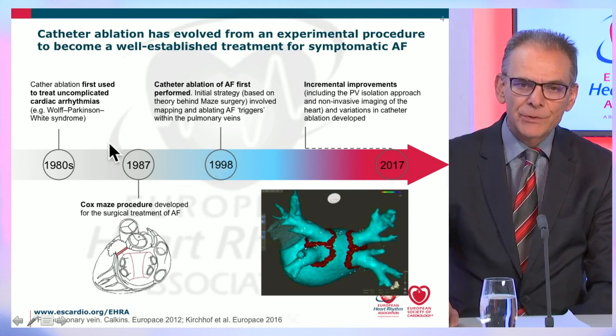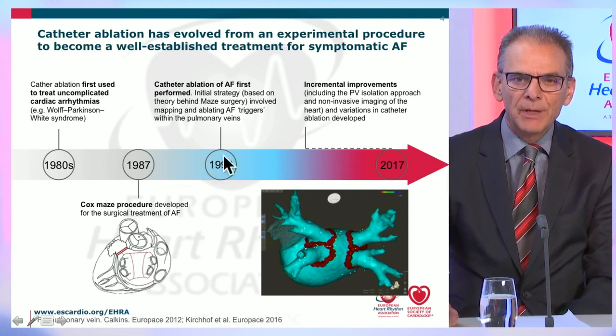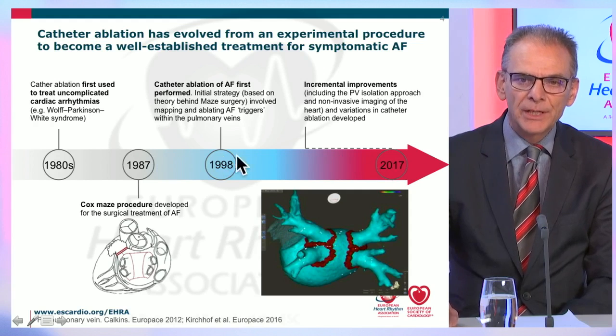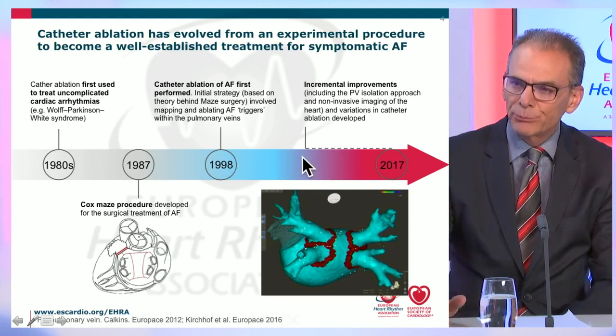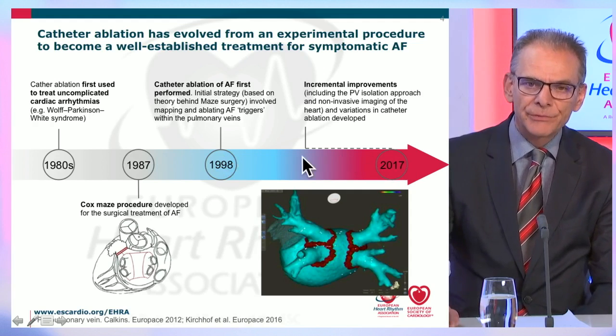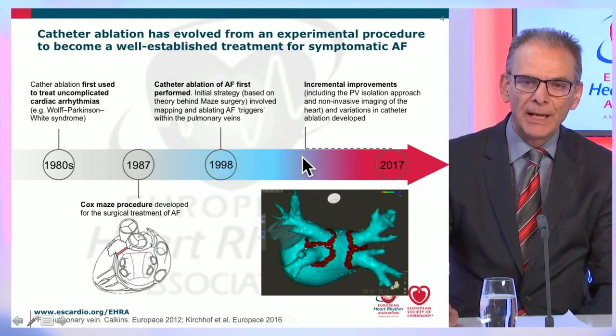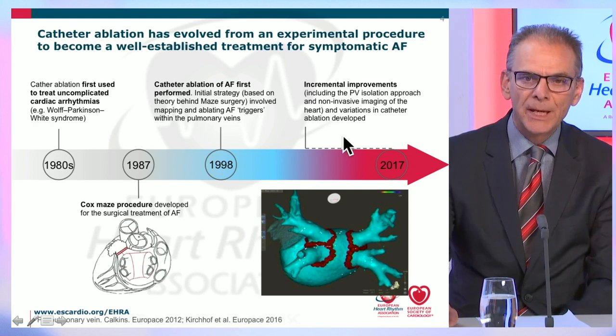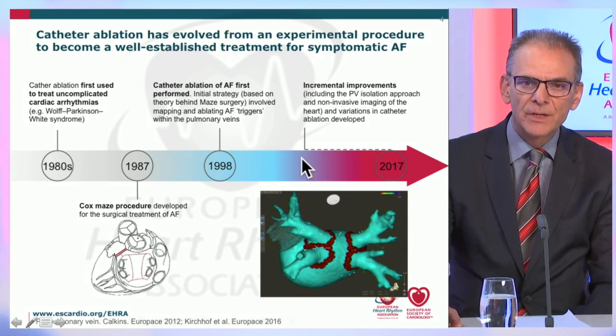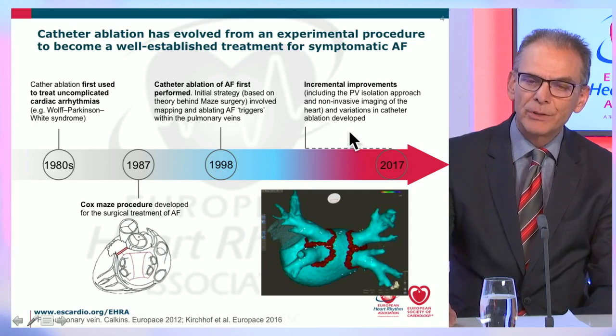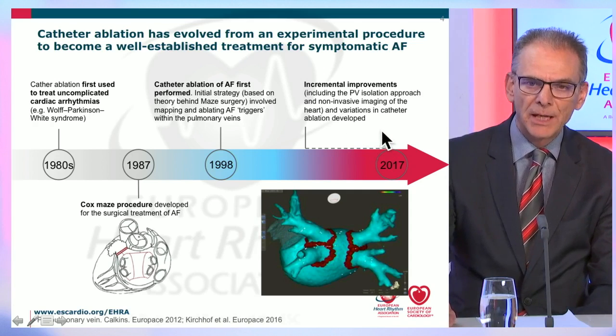And then over the last 20 years or so, we have seen incremental improvements in the techniques of catheter ablation of atrial fibrillation, and it's probably fair to say that the mainstay of today's atrial fibrillation ablation is pulmonary vein isolation, and we have seen refinements in all sorts which make this procedure today no longer an experimental procedure but a well-established treatment for patients with symptomatic atrial fibrillation.